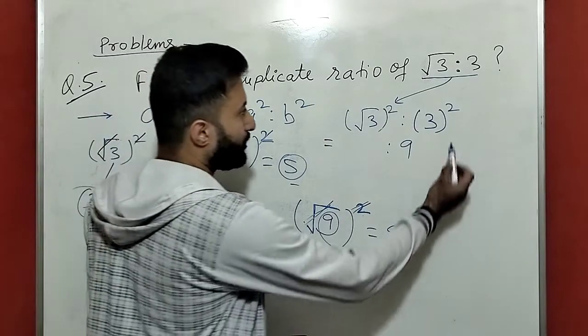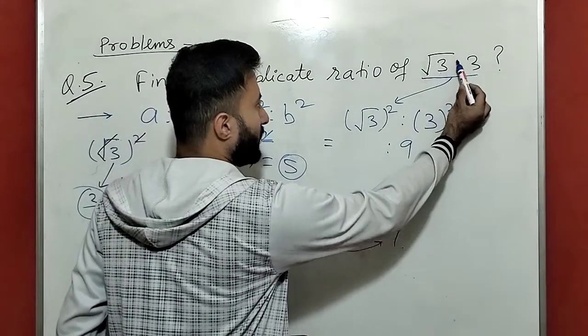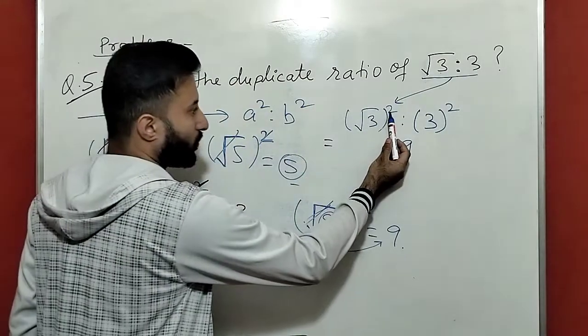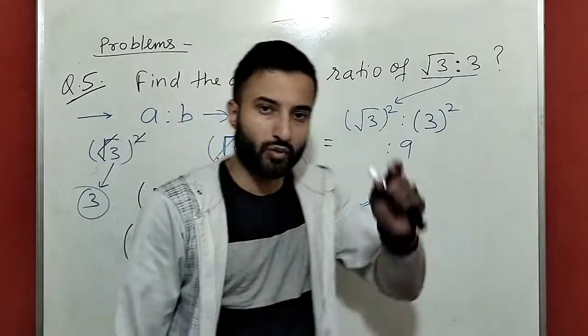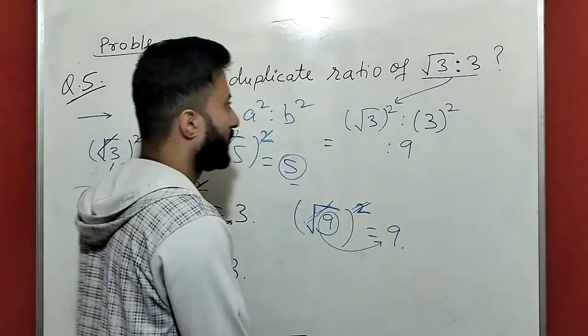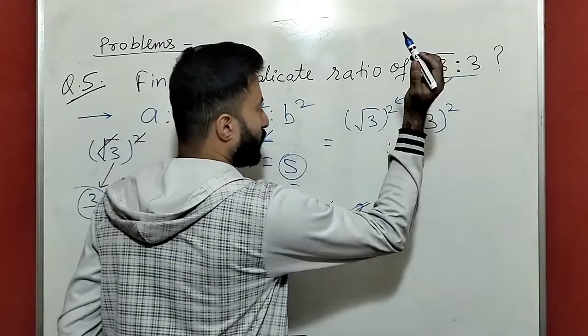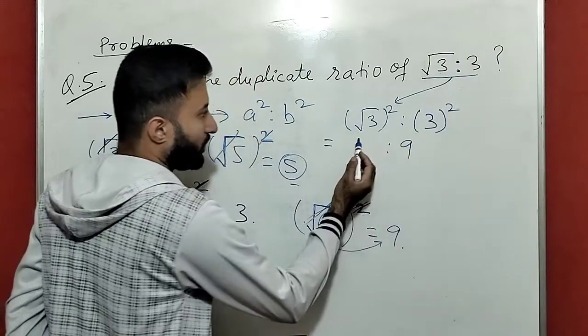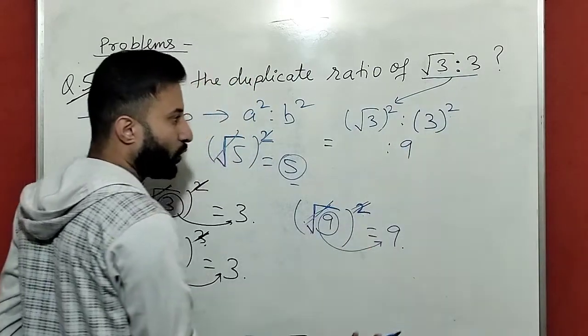So guys, here the ratio is square root of 3 is to 3. For finding the duplicate ratio, we have to do the square of the given ratio. So as I have told you in the video, root 3 square is to 3 square. So 3 square is 9, we know.